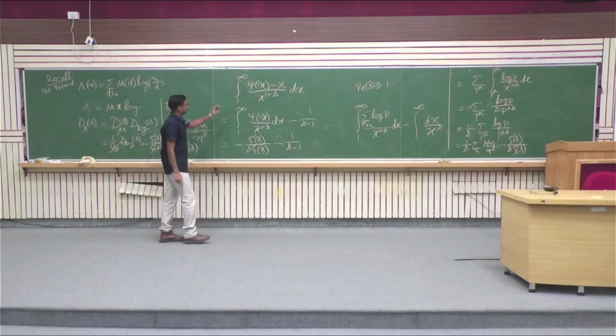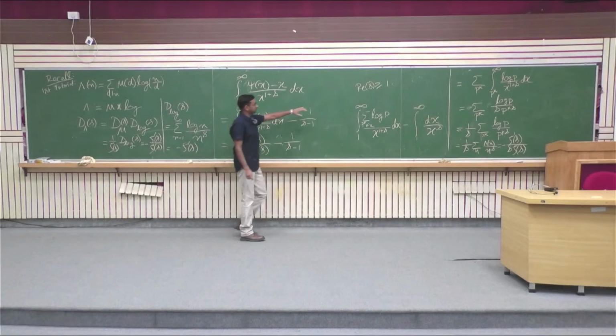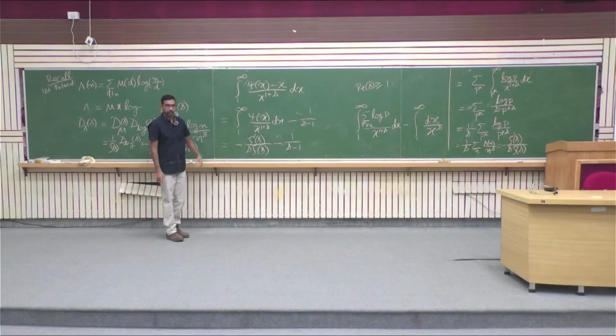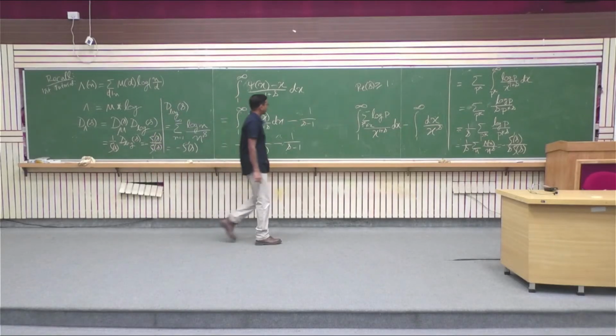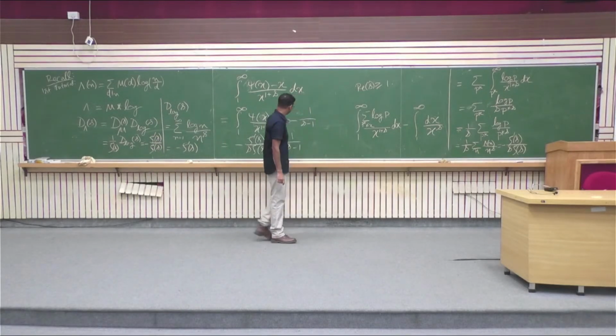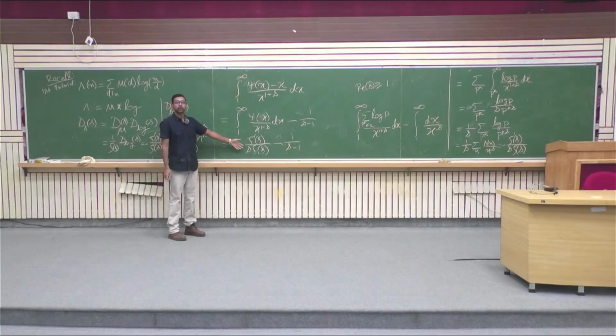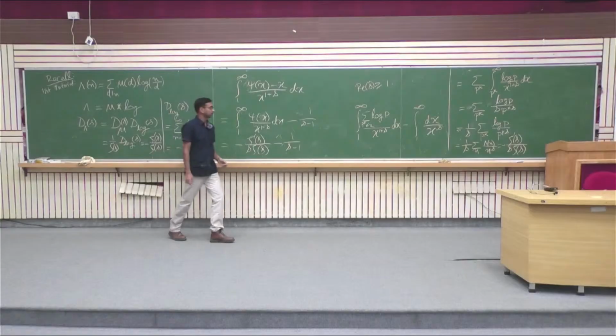So in order to show that this is analytic in this region, we have to show that this is analytic in that region. At first, we are going to check what happens precisely at the point s equal to 1.